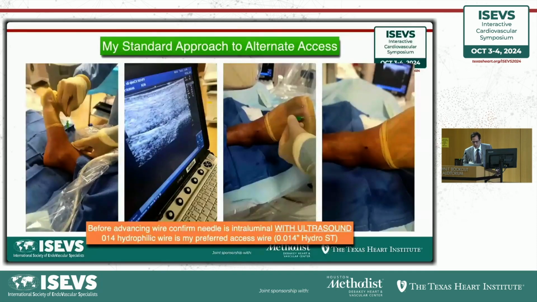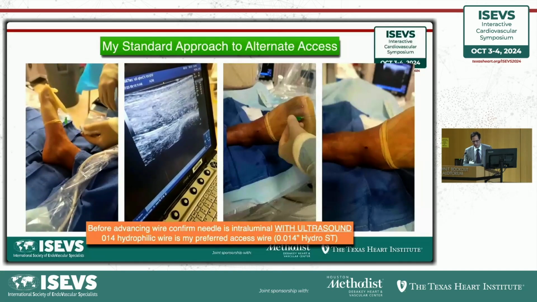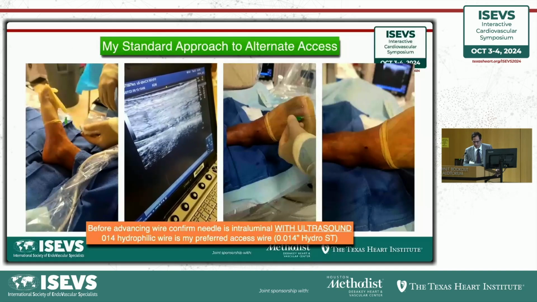My standard approach to alternate access, everyone has their way of doing it: I personally like to do micropuncture access. I use strictly 014 wires for most of my accesses. Hydrophilics are preferred. In the case of total occlusion, I like to spin my wire inside and visualize it by ultrasound.